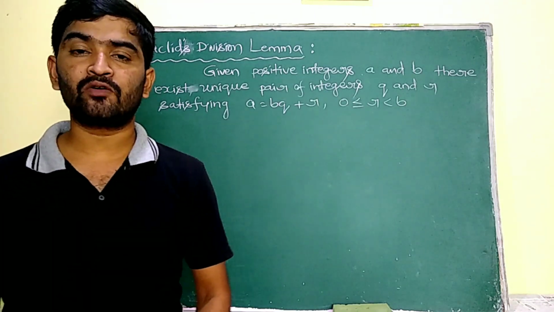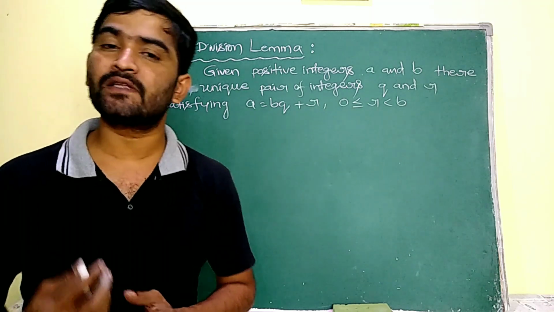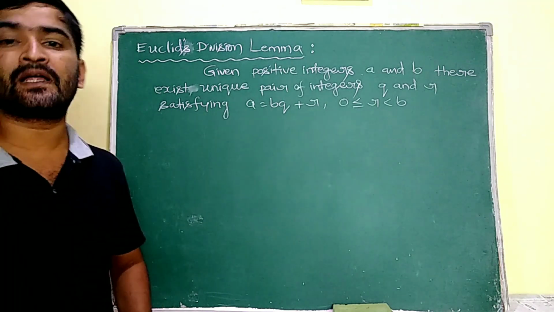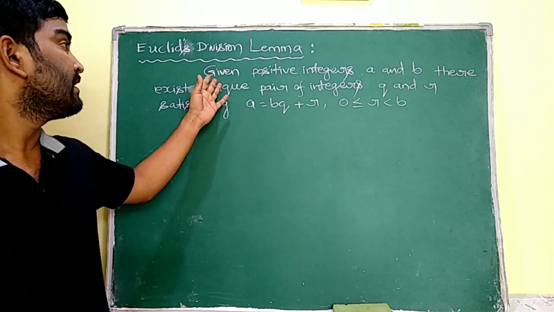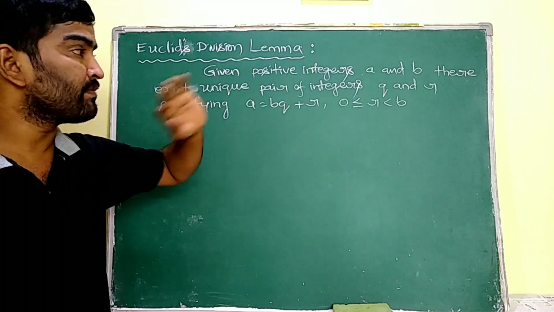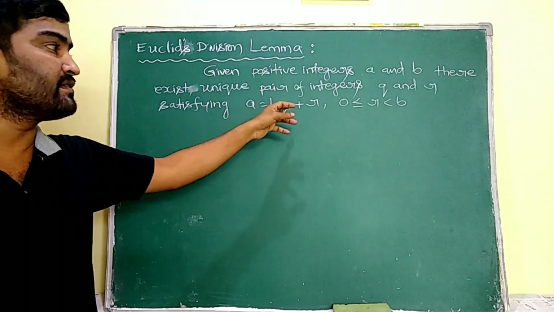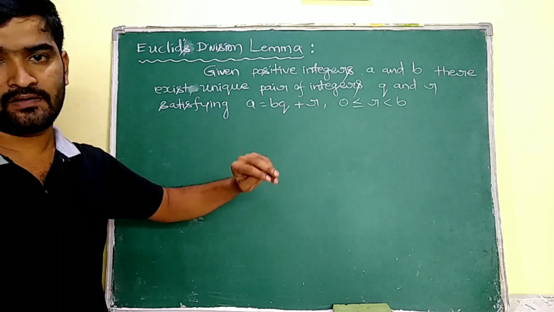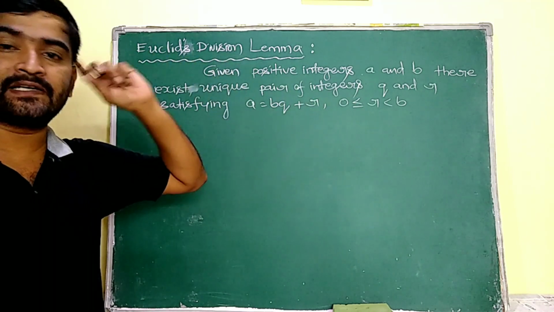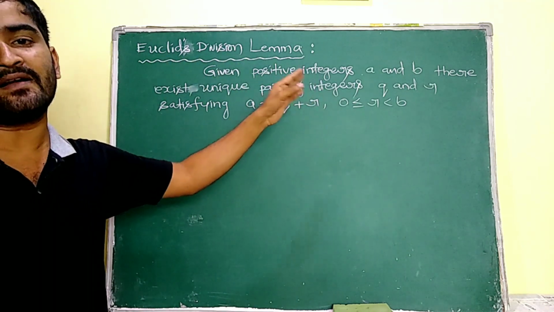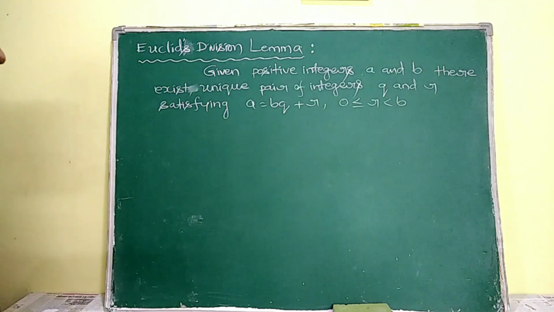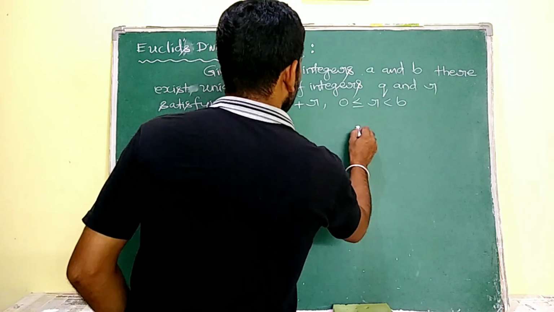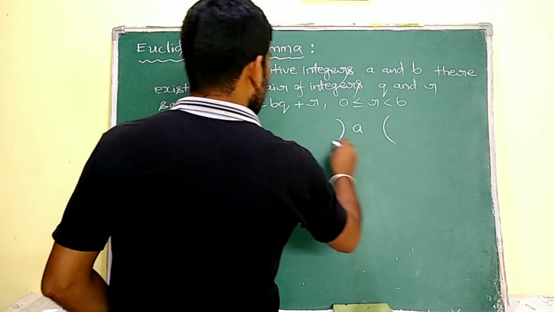Now we are going to discuss Euclid division lemma. It is a very important concept in real numbers. Euclid division lemma is nothing but the division lemma only. Given positive integers a and b, there exists a unique pair of integers q and r satisfying the condition a is equal to bq plus r, where that remainder we discussed already is always less than the divisor and it is in between 0 and less than b. Understand? That is why I am going to explain you by taking the standard form.